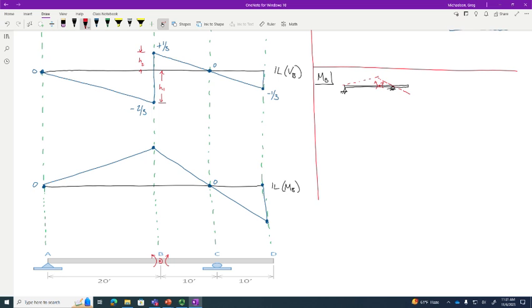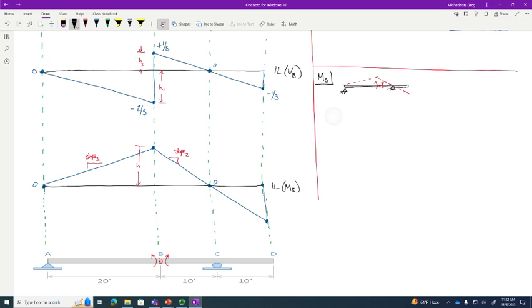Now, I don't have any values, so I need to figure this out, okay? So the way that I'm going to do that is I've got this line right here, which I'm going to call slope 1, and this line right here, which I'm going to call slope 2, okay? And how do I quantify the slope of those lines? And let's be clear, we're going to call this dimension right here H.